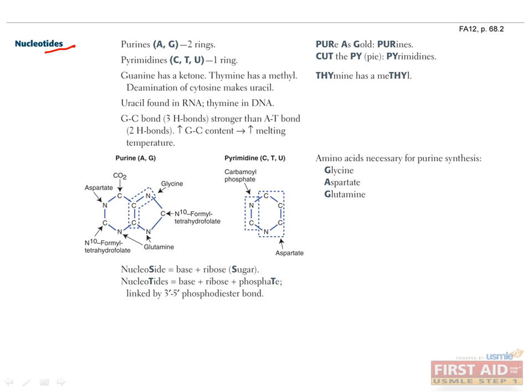Now let's talk about the nucleotides that make up DNA. There are two types of nucleotides: purines, which are adenine and guanine, and pyrimidines, which are cytosine, thymine, and uracil. Uracil is only found in RNA, and thymine is only found in DNA. You can keep purines and pyrimidines straight by using the mnemonic pure as gold and cut the pi.